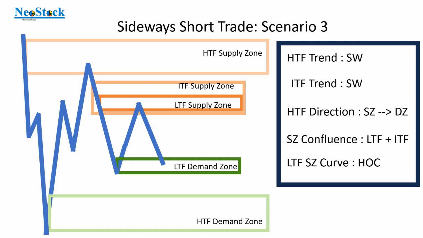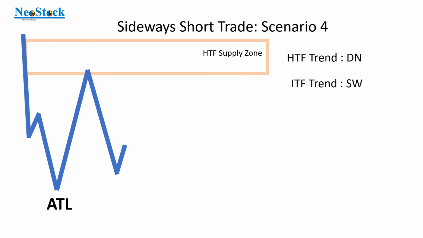Then scenario number 4 and scenario number 5 are both all-time low scenarios. So first, the trend: HTF trend should be downtrend, and ITF trend should always be sideways. And here you see all-time low scenario, not all-time high, sorry for my mistake. All-time low, ATL. So HTF price direction should be from HTF supply zone to all-time low. See here, there is no HTF demand zone because it is an all-time low scenario. In an all-time low scenario, there won't be any demand zones. So prices are moving from HTF supply zone toward the lows.